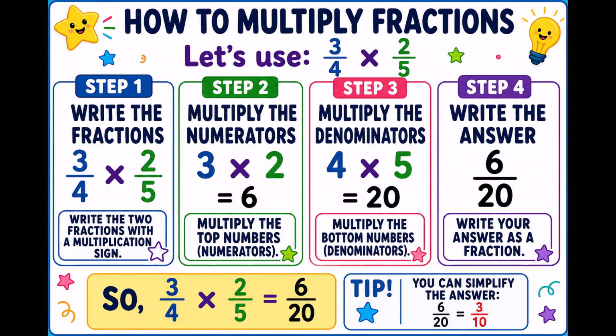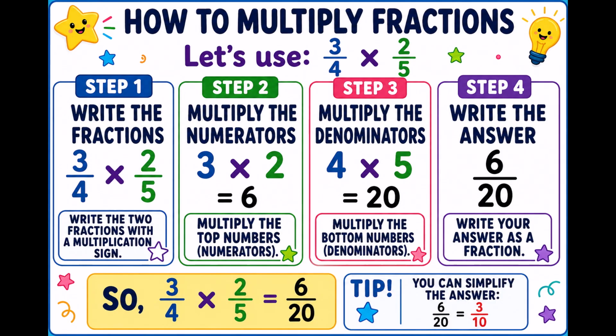Step 1, write the multiplication problem down. 3/4 times 2/5. Multiply the numerators: 3 times 2 equals 6. Now multiply the denominators: 4 times 5 equals 20. Now write the new fraction, 6/20. Now check to see if the fraction can be simplified.